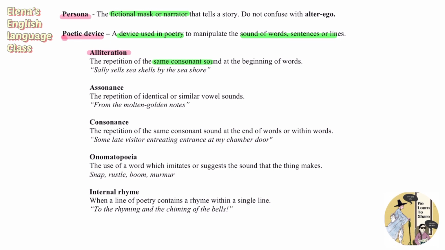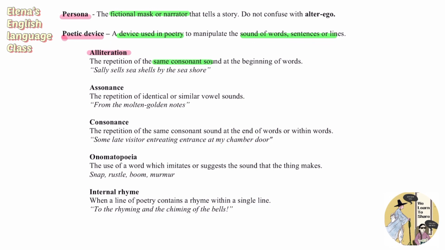So for example, it would be letters like Z, B, or T, G, or H, because the consonants are the non-vowel sounds, okay? And for example, you can see Sally sells seashells by the seashore. And over here, you see that the consonant, which is not a vowel, S, is repeated, right? Sally sells seashells by the seashore. You can see how S is repeated over and over. And this is what you call alliteration.